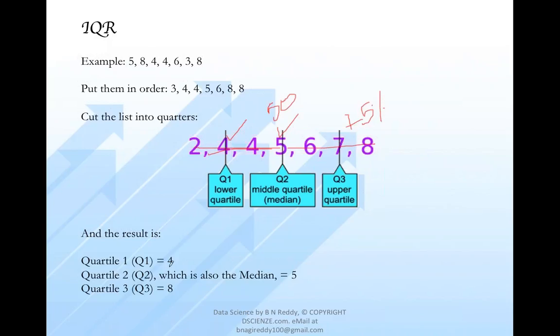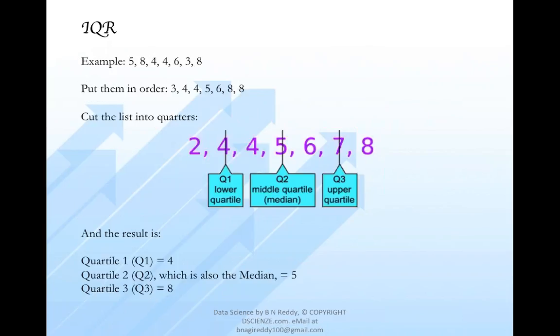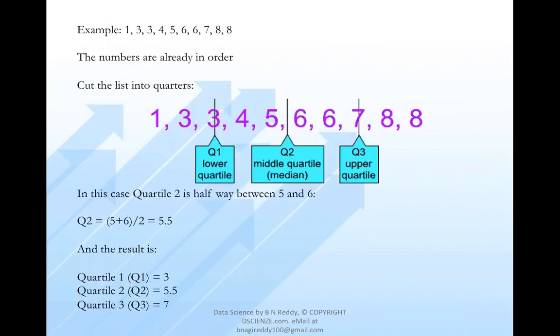upper quartile Q3. This is up to here, Q3. This is 8. Got it. So let's take this. And now we got Q1, Q2, Q3.